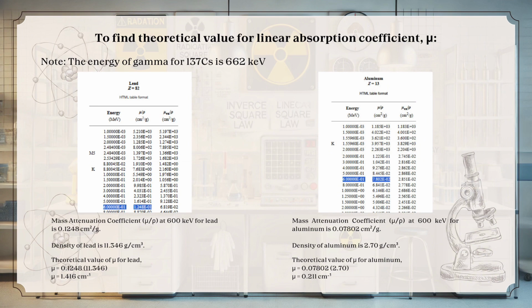To find the theoretical value for the linear absorption coefficient mu, we note that the energy of gamma for Cs-137 is 662 keV. After finding the theoretical value of the mass attenuation coefficient, mu over density, at 600 keV for lead and aluminium, alongside the density of lead and aluminium, we get the linear absorption coefficient mu for lead as 1.416 cm^-1 and for aluminium as 0.211 cm^-1.